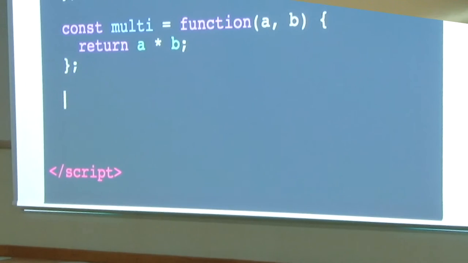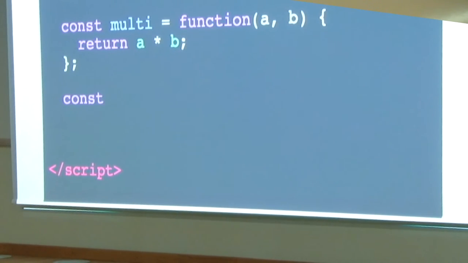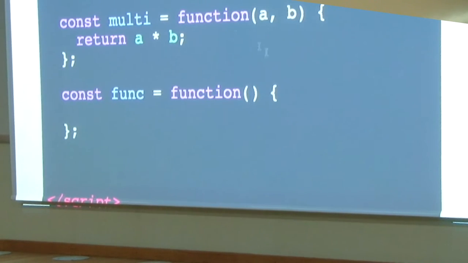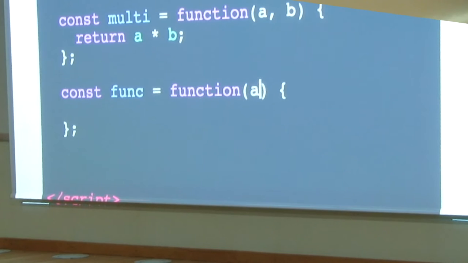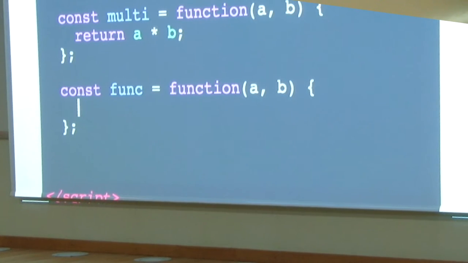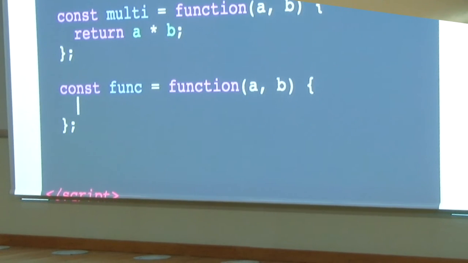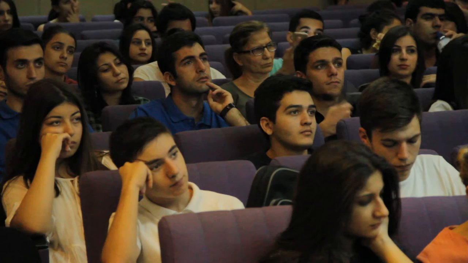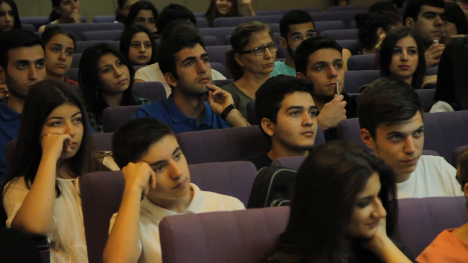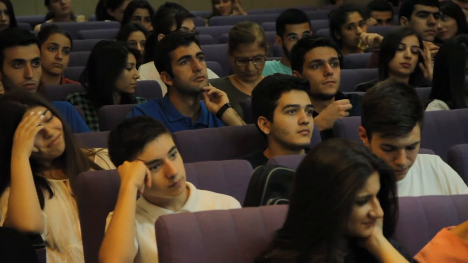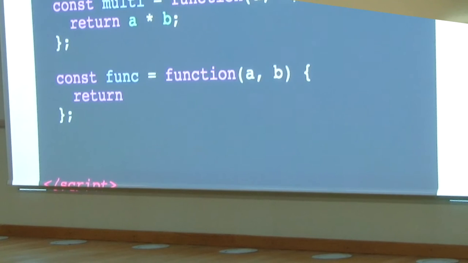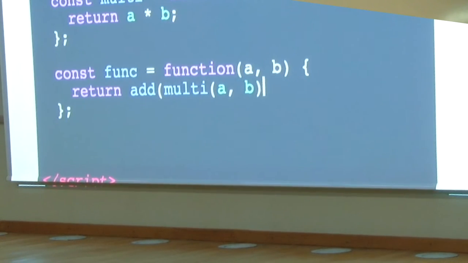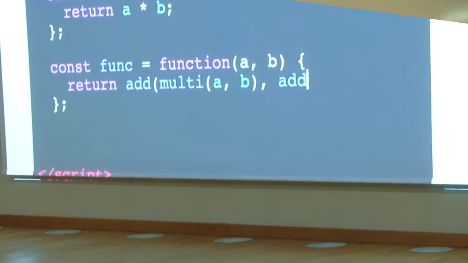Okay, good. Now we can create another function. I don't know, let's just call this one func because I don't know what it is. And it will take two numbers, a and b. And what I want it to do is to return the addition plus its multiplication. In other words, I want it to return multi of A and B and the add of A and B.